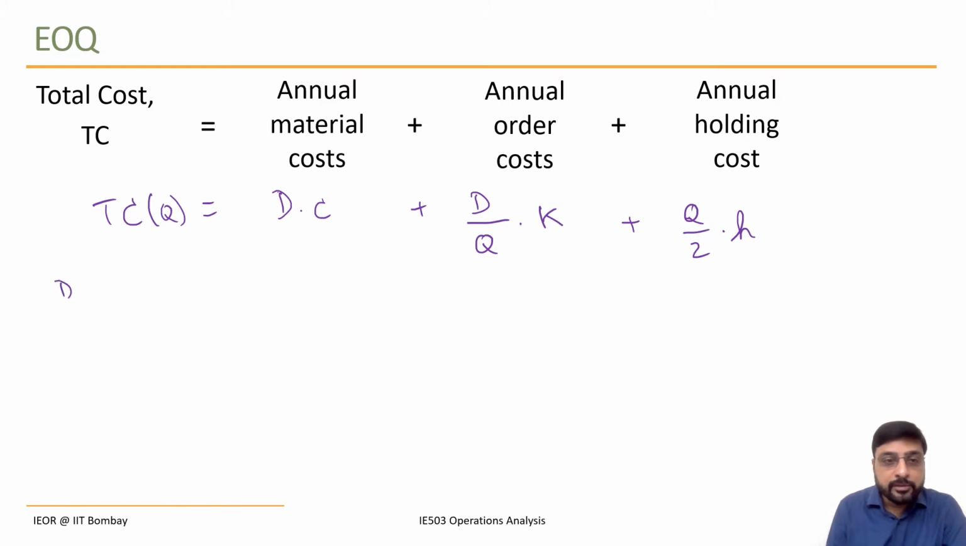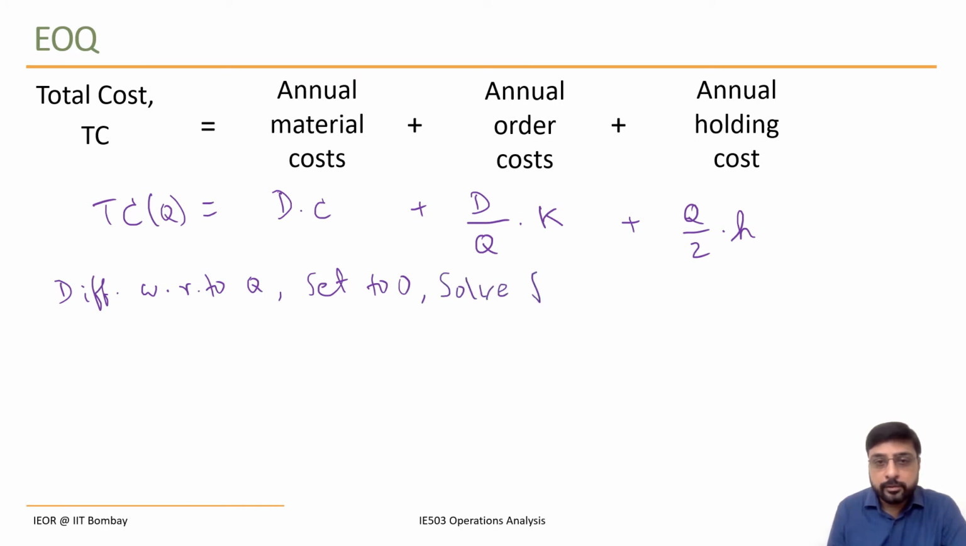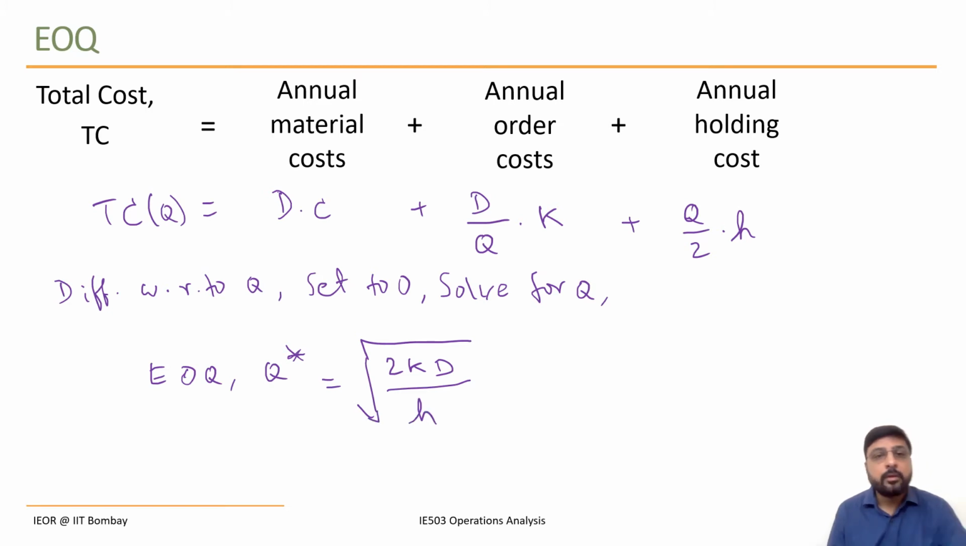So if we can simply differentiate with respect to Q, set to 0, solve for Q, we can get the expression for economic order quantity. That is Q star is equal to square root of 2KD by H. As simple as that. So that is our economic order quantity.